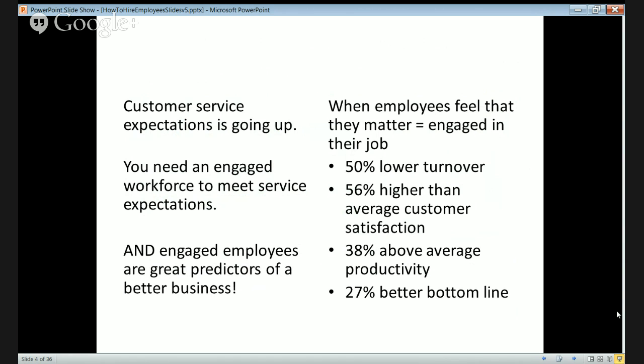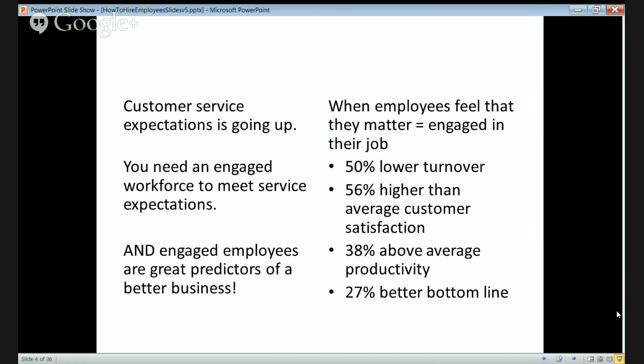We know that our customer service expectations are going up. We need an engaged workforce to be able to meet our service expectations and to keep employees engaged. Engaged employees are great predictors of having a better business. When employees feel that they matter, that they're engaged in the job, you get a 50% lower turnover rate for your employees, 56% higher than average customer satisfaction, and 38% above average productivity. And it relates directly to your bottom line.